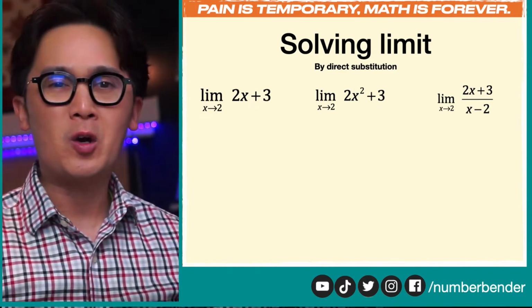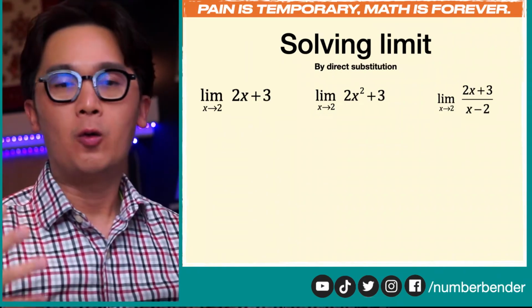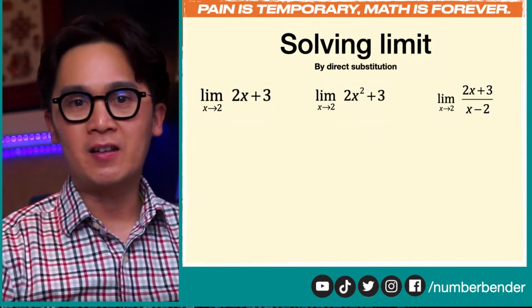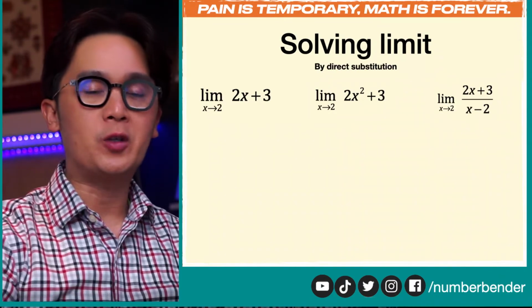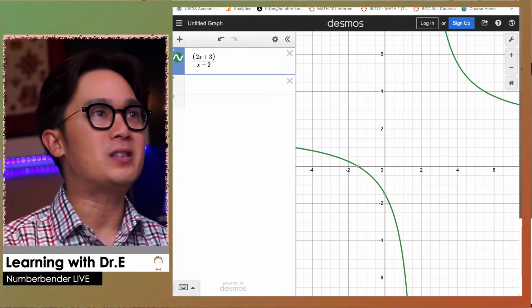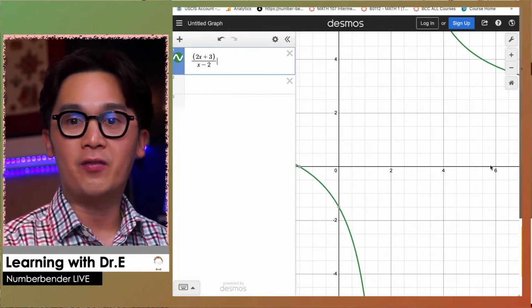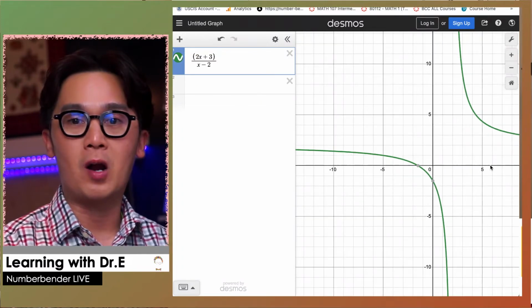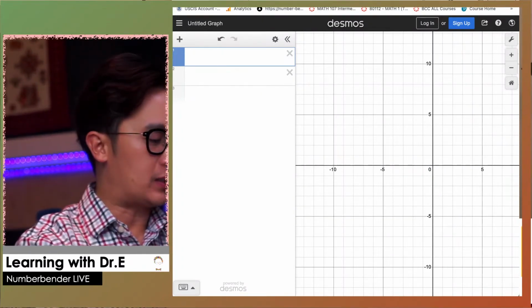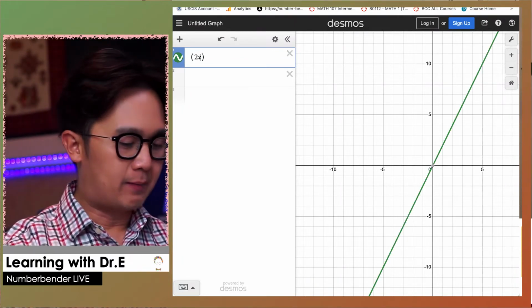Now, how are we going to make sense of or visualize what is happening here when a rational function like this turns out to be a fraction that is undefined? We're going to be using our technology, and in this case, Desmos. Desmos is a graphing tool that we use to verify the graph of the function. So this is the graph of problem number 3. If you don't know how to use it, it's pretty simple. You just need to use your keyboard, and 2x plus 3 is right here.